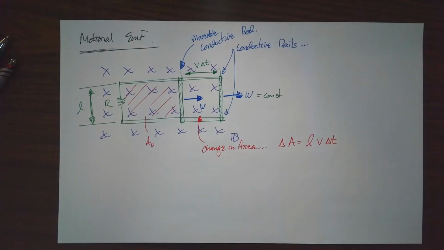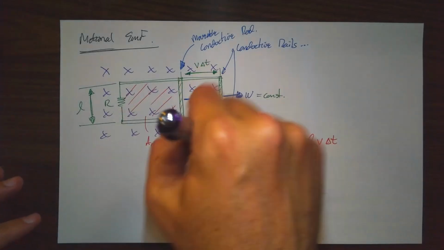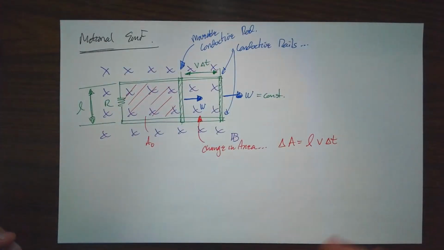Therefore, there will be a change in magnetic flux. Therefore, there will be an induced EMF, an induced current, and an induced magnetic field. Which way is the induced current? Is it clockwise or counterclockwise? What do y'all think?